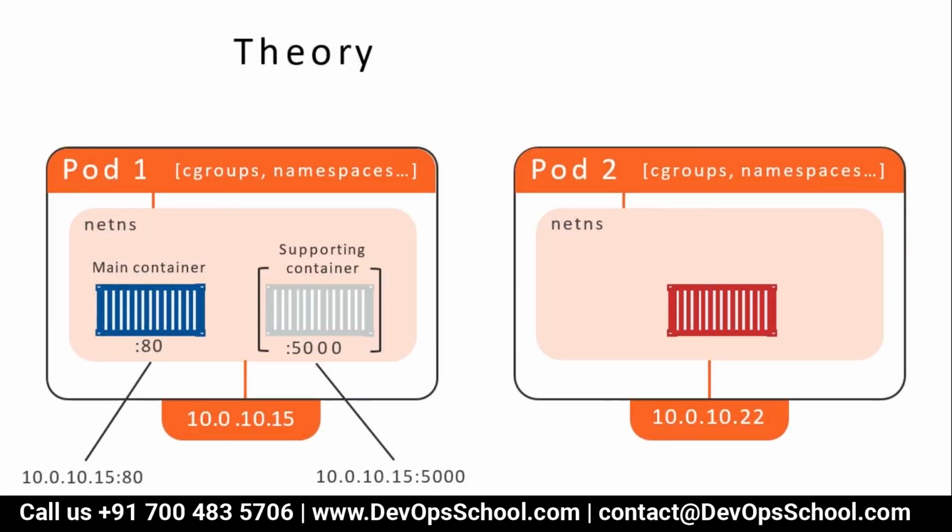So guys, look at this. Every container of that particular pod you can run with a unique port within that particular pod. So let's say the main container is running on 80 and the supporting container is running on 5000. If you want to access this container from outside, then you have to use the pod IP address and then the port number of that application. So you can see the 80 and 5000 like this.